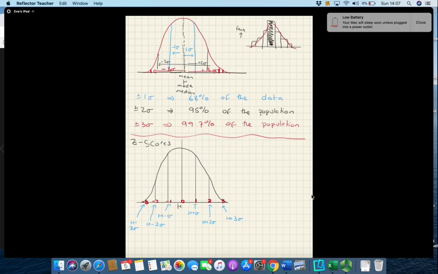Okay, so we normalize the data, so rather than have a specific value, we ask the question, how many standard deviations are you away from the mean?